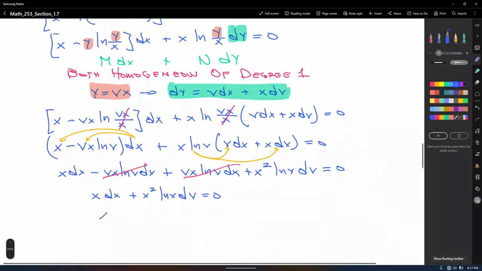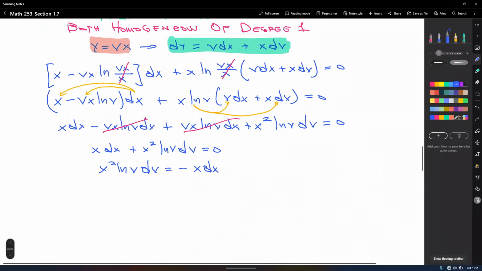That is x squared ln v dv equals negative x dx. So that's dividing both sides by x squared. That's ln of v dv equals 1 over x dx, but don't forget the negative on the right-hand side.